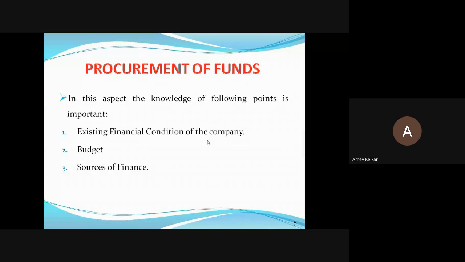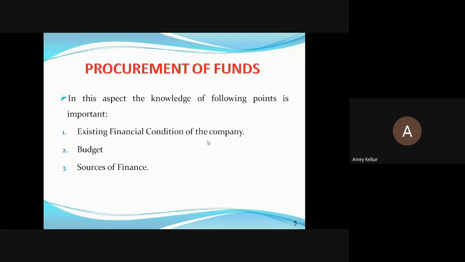Then third is sources of finance. Now what do you mean by sources of finance? Again, this is there in the syllabus. Sources of finance is a very nice concept. Anyone can pick it up for your seminar topic also. Sources of finance is really a beautiful concept in finance. So from where and how can we get the finance?